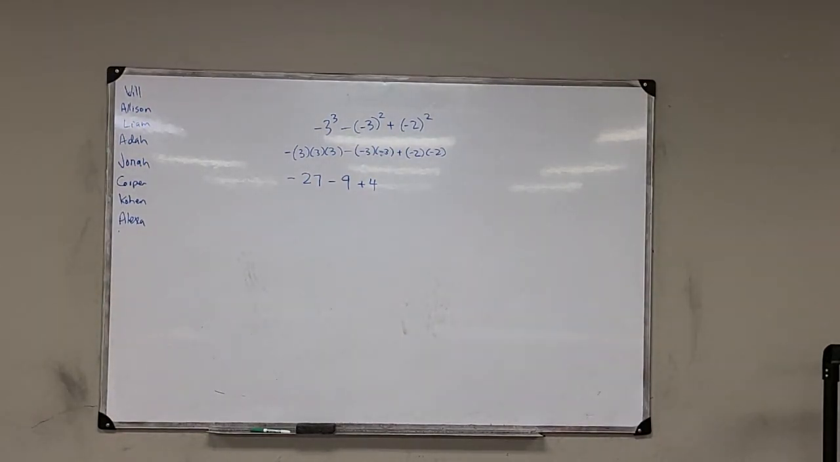Is that clear to everybody? I don't want you to get mixed up on the signs. So I want to make sure that makes sense to you. And now we're just adding and subtracting in order. So negative 27 minus 9 is what?